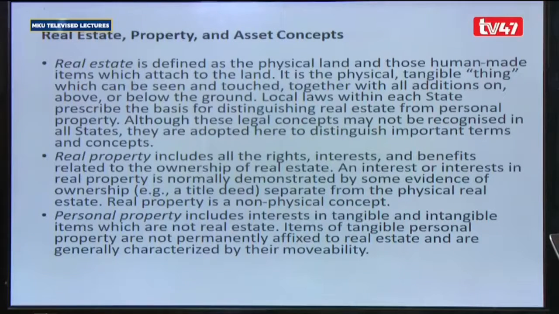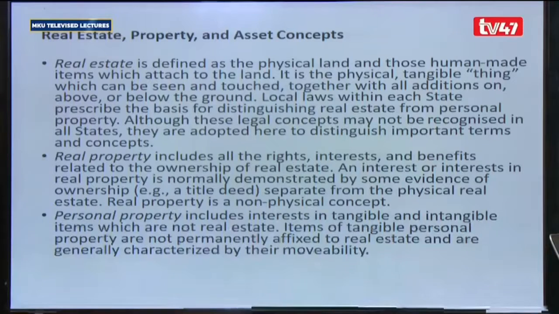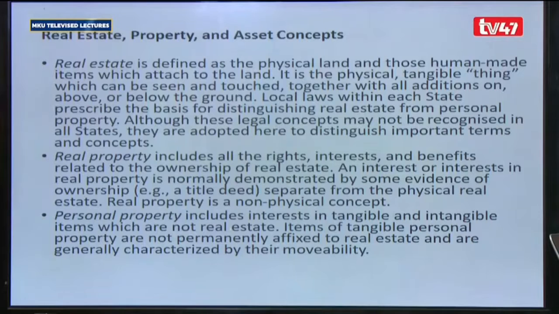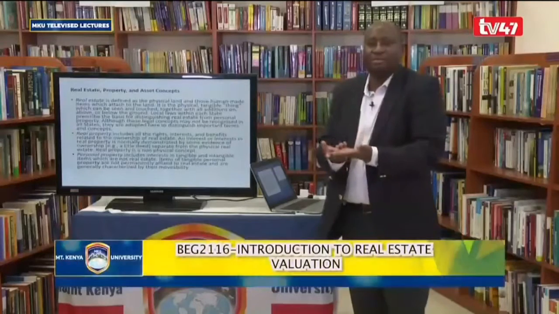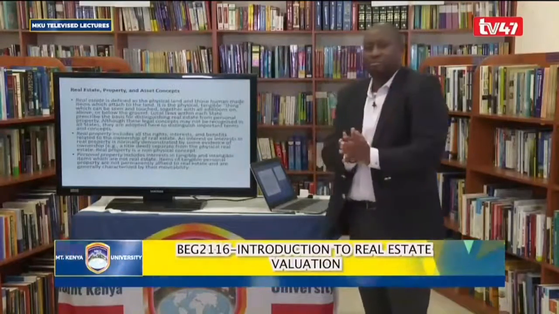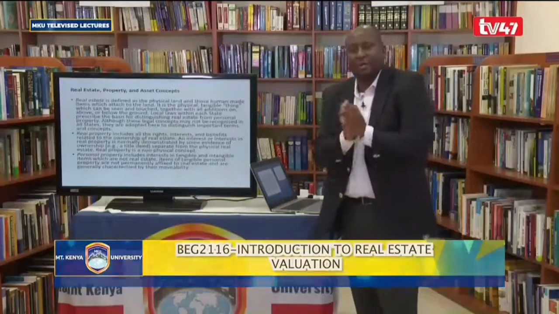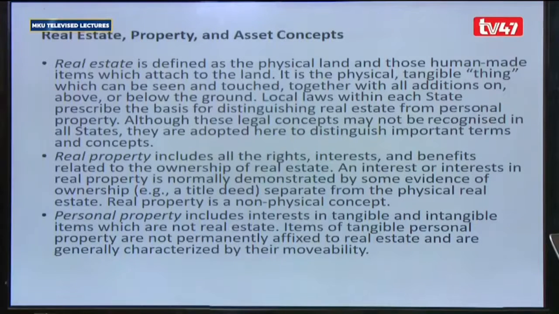On the other hand, personal property includes interest in tangible and intangible items which are not real estate. So personal property is all other property that is not real property. And in terms of tangible personal property, of course, it's not fixed permanently. The general characteristic of personal property is that it is movable. A car is personal property, it is movable. A cell phone, it is personal property, it is movable. Clothes, personal property, they are movable. A computer is movable. But it's those movable items that are regarded as personal property, separate from real property and separate from real estate.